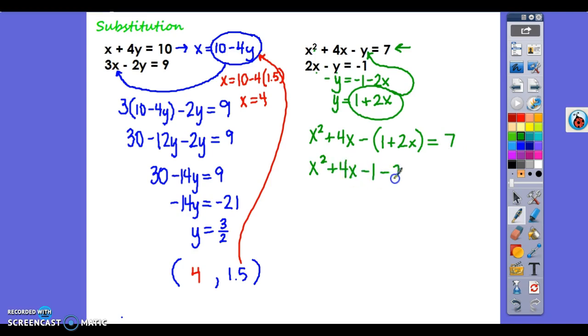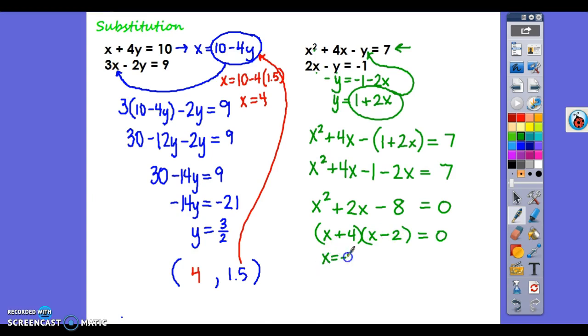Are you with me? This is looking like a quadratic, isn't it? Let's start combining some stuff. And since it's quadratic, I really want to get this equal to 0. I'm going to subtract the 7 over, what's that, a -8? I think I can factor that. If not, I could have gone quadratic formula.